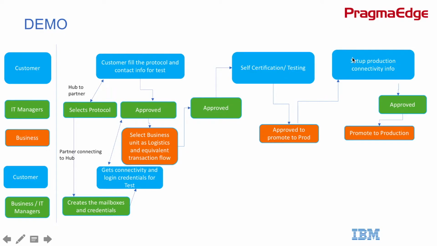In prod, you don't have to enter all the information. It is all completely set up and pulled from the pre-prod environment. And again, a connectivity test is done by processing a file. And once approved, the promotion to prod is completed. Now we will run through the same flow in PEM.